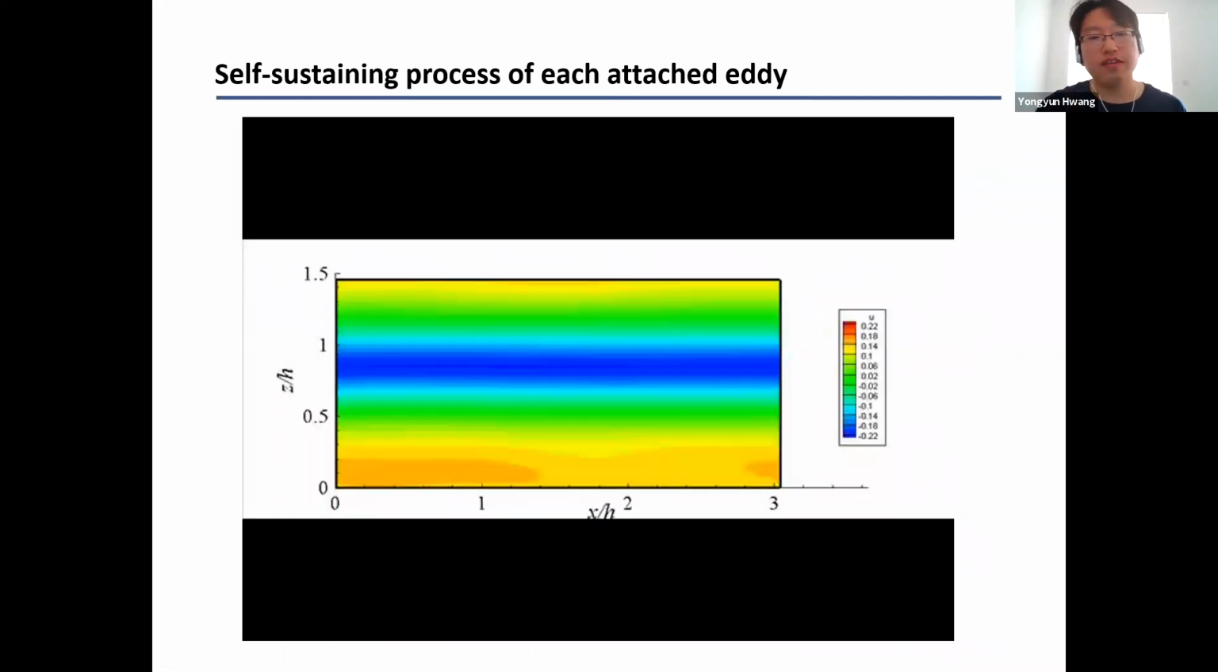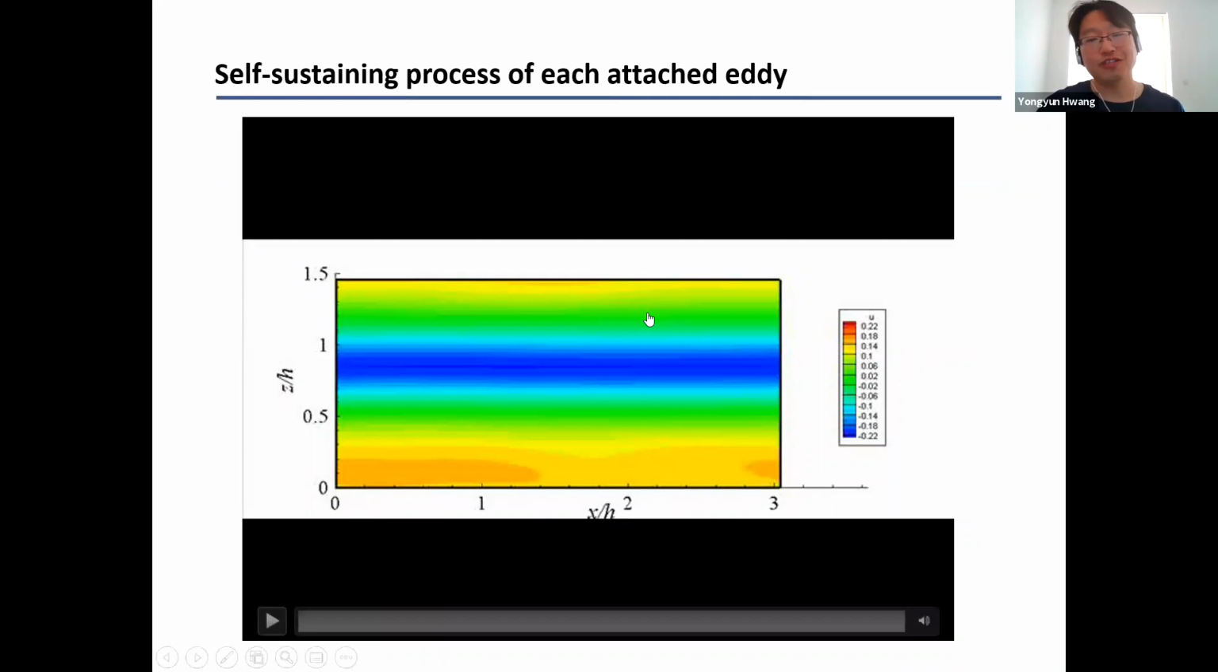Sorry, before going further, let me show you a movie, just in case you want to see what is happening. So this is the streamwise direction, and this is the spanwise direction. Here I'm plotting the contour of the streamwise velocity fluctuation at one cross-section, say y over h equal to 0.2. The blue means the low-speed region, which means negative streamwise velocity fluctuation. So let me play the movie.